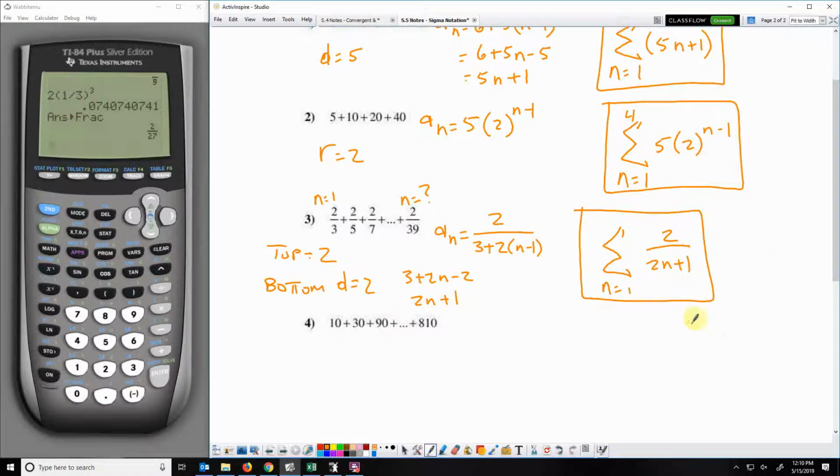in the denominator we've got 2n plus 1, and that comes out to 39. So 39 equals 2n plus 1. I've got to figure out what that n is. So I can subtract that 1, 38 equals 2n, and divide, n equals 19. So I've got terms 1 through 19.